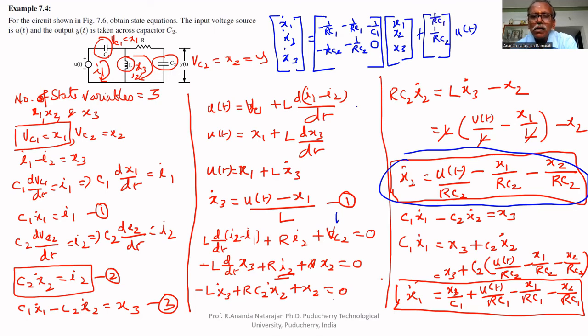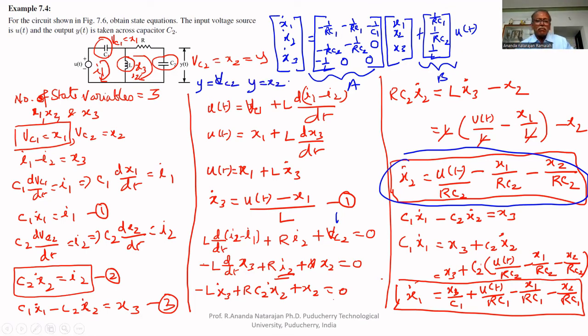The third equation, x3 dot equal to minus 1 by L for x1 alone, 0, 0, and the coefficient of u(t) is 1 by L. That's all. This is the state model. This is the A matrix. This is the B matrix. What is y? y equal to VC2. That is y equal to x2. That is the equation.